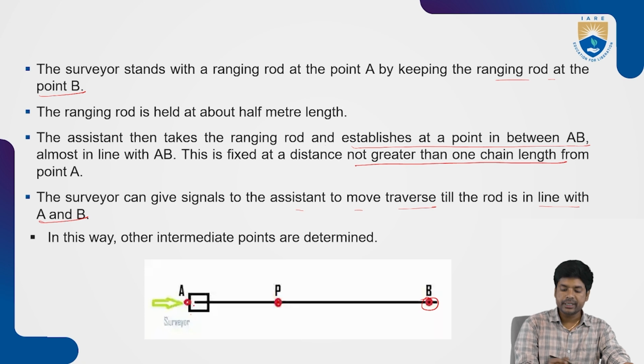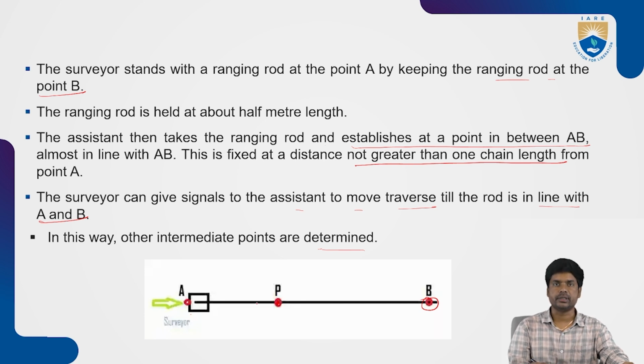Now after positioning the point P, the surveyor who is standing at point A is going to guide the assistant who is standing at point P to adjust the position of the intermediate point such that the point P lies on the line AB. Until the point moves onto the line AB, the surveyor is going to give directions and they are going to move the intermediate point. In this way the intermediate points are determined.